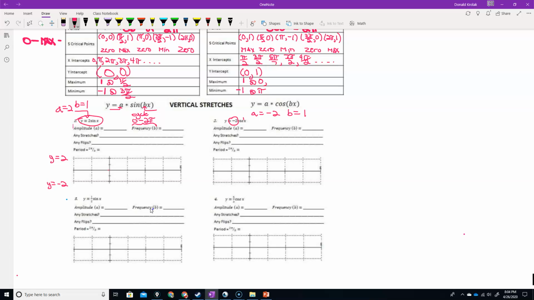All right, so what's happening is it is getting vertically stretched by a factor of 2. There's no negatives, so there's no flips, and the frequency is 1, so the period is going to be 2 pi divided by 1, which is just 2 pi. Okay, so on my chart here are my critical points.